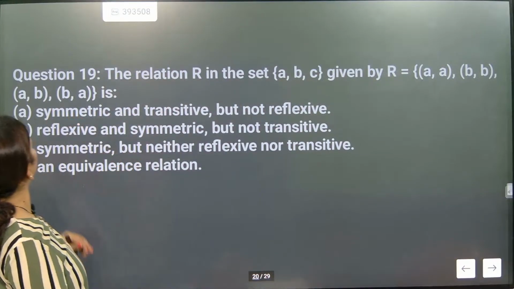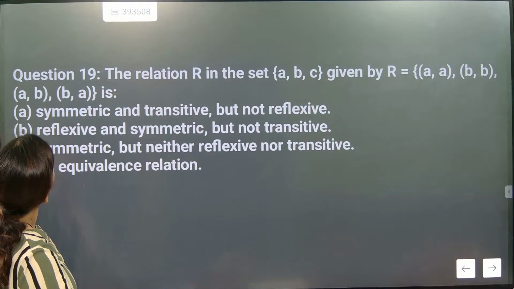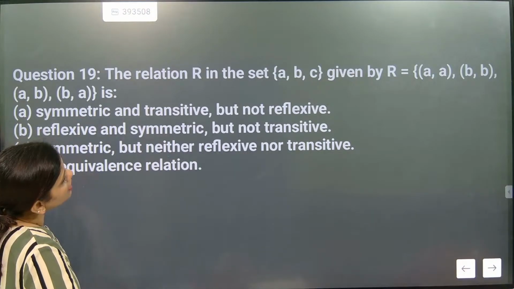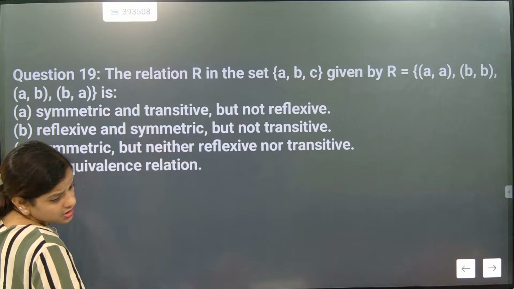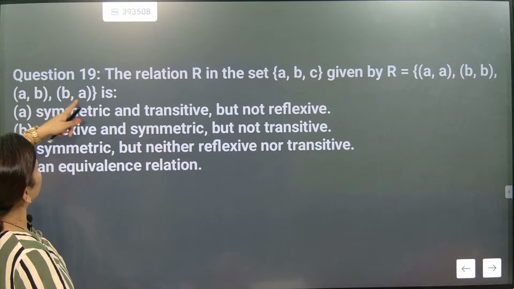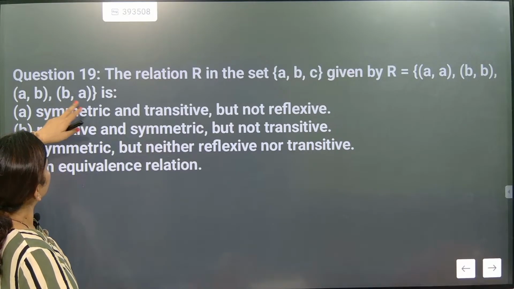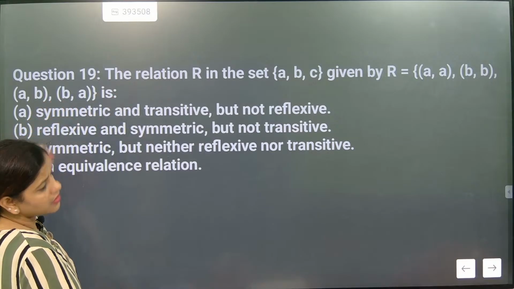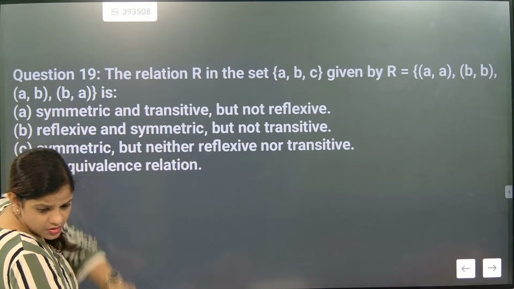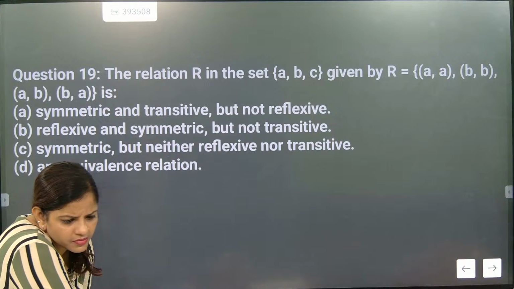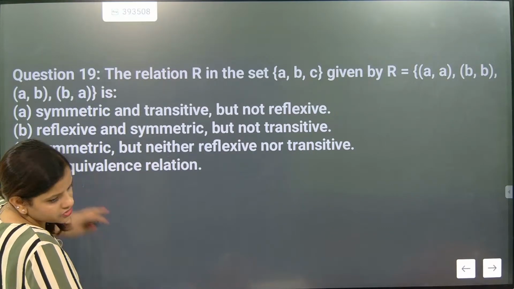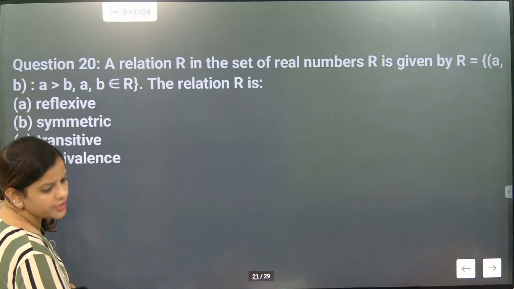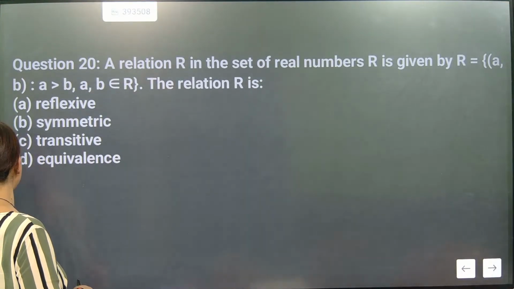(a,b) is there. What is missing here? Check. (a,b), (b,a), (a,a) is there. (b,a), (a,b), (b,b) is there. Check. (b,a) is there. Yes, so only I told you. Here, strict inequality, transitivity you need to check.